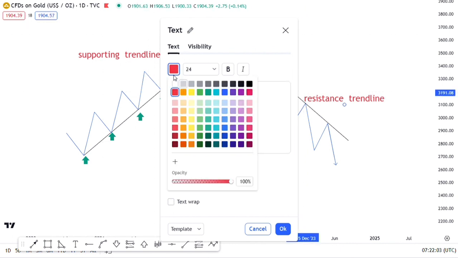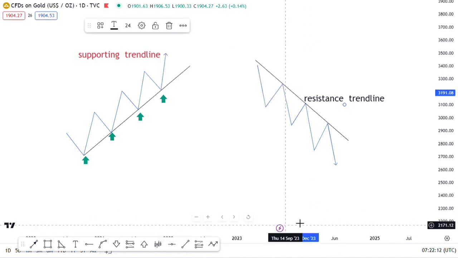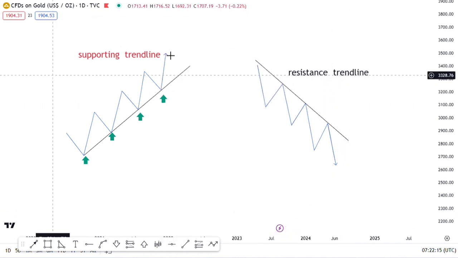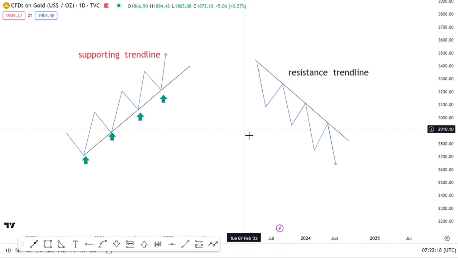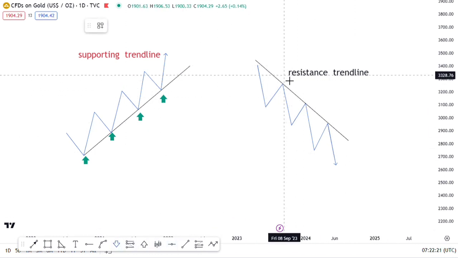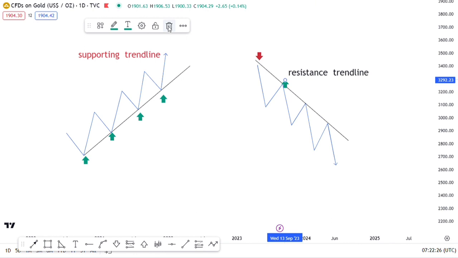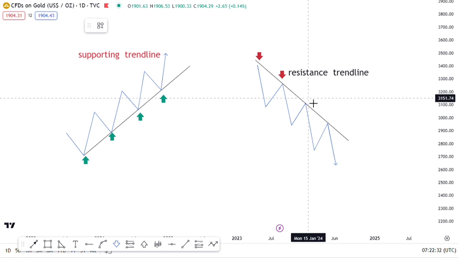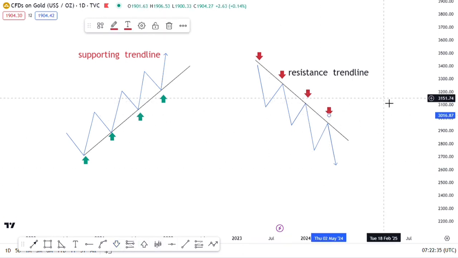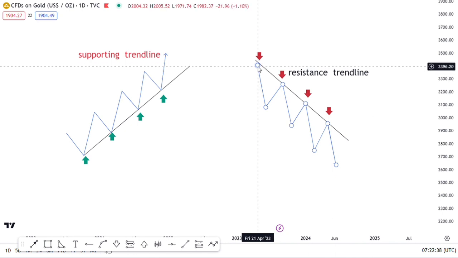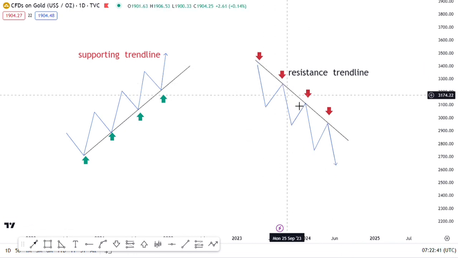Let me change the color to, let me just say, maybe black. This is our resistance trend line. So you can see first touch being here, second touch being here, third touch being here, and then fourth touch being here. As you can see, this is our lower high, lower high, lower high, lower high. This is our lower low, lower low, lower low.